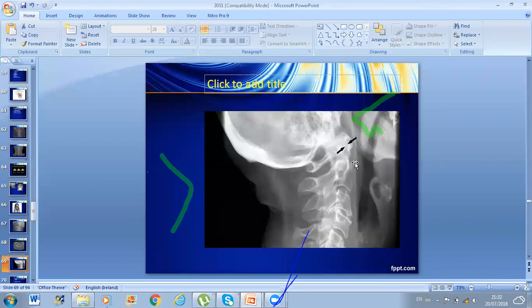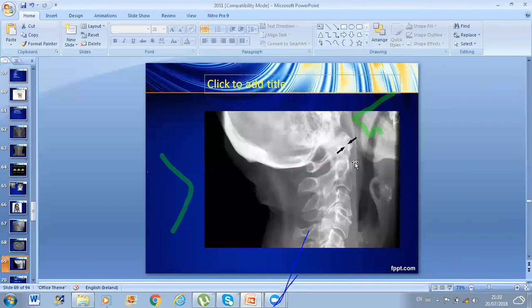Instability between what? Between the atlas and the axis. Very good. How much should the ADI be? Seven millimeters is too much. Three, maybe 3 or 4. 3 or 4 mm is normal.